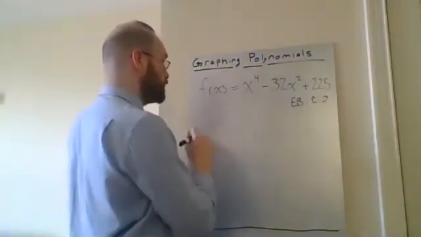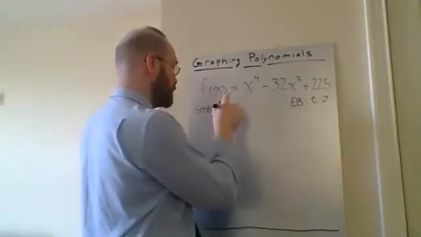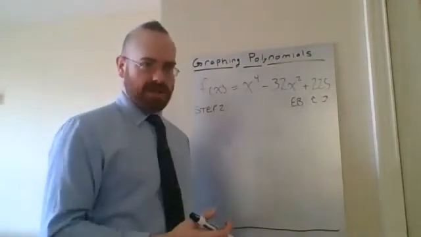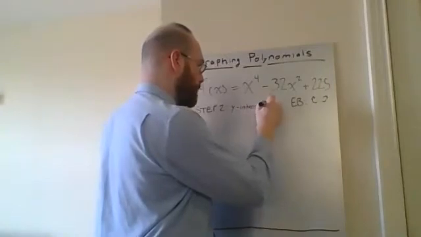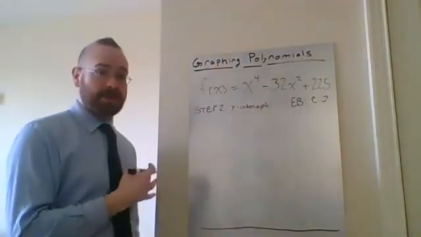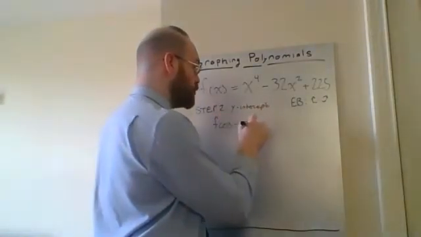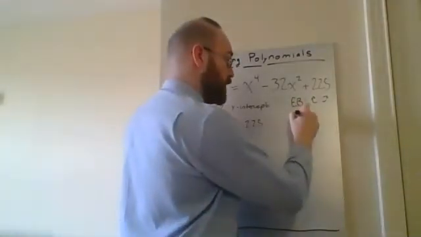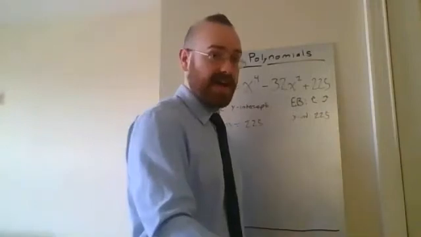Then step two, and this step you could kind of do wherever. So let's do it now, is the y-intercept. And we find the y-intercept by plugging in x equals 0. So f of 0 is just equal to 225. So our y-intercept is 225.